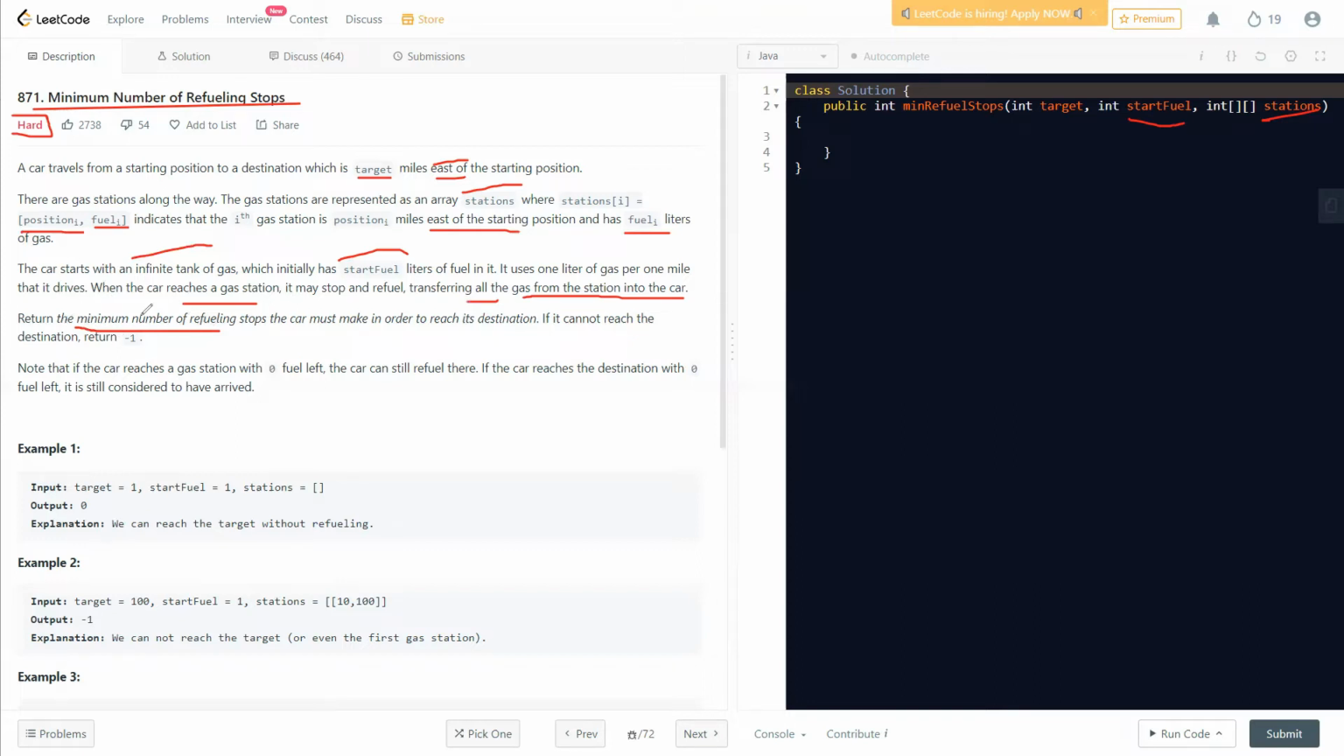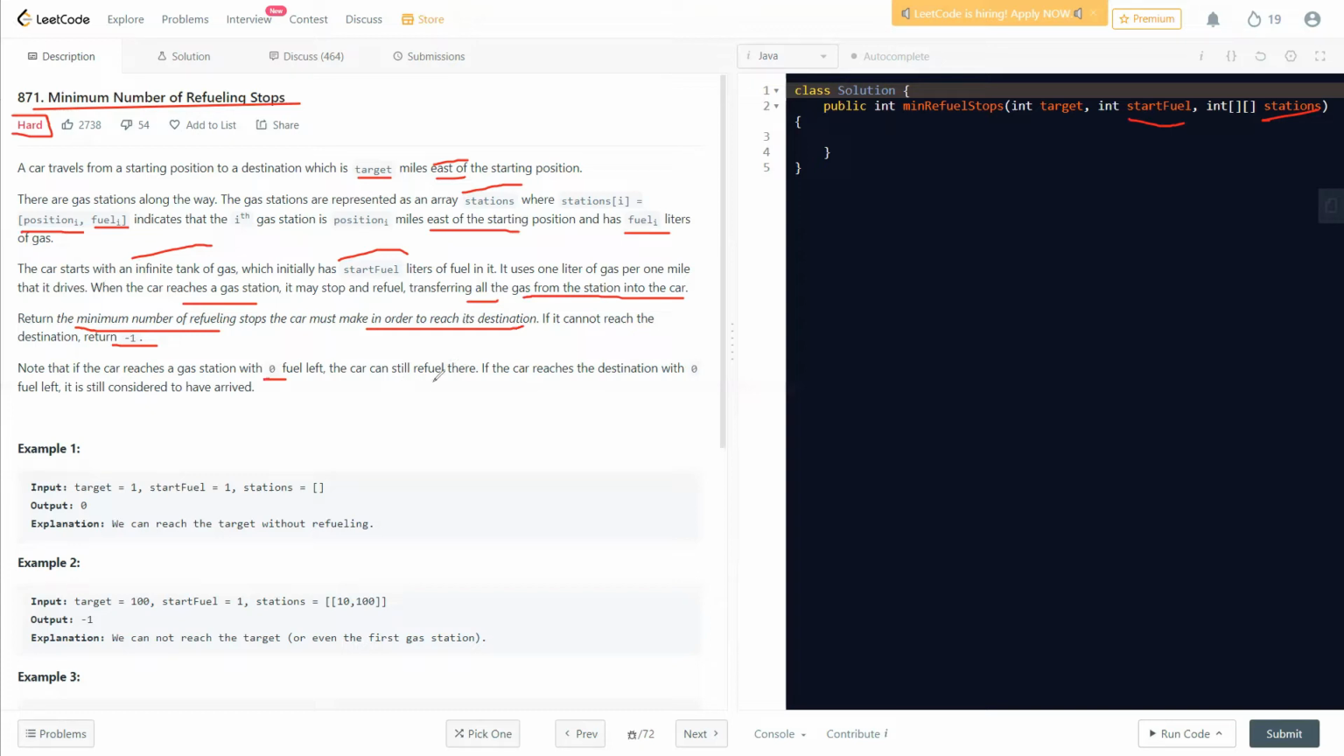So the question says return the minimum number of refueling stops that the car can make in order to reach the destination. In case it cannot reach the destination, we should return -1. All right, and further in a note they say that if the car reaches a gas station with zero fuel left, the car can still refuel there.